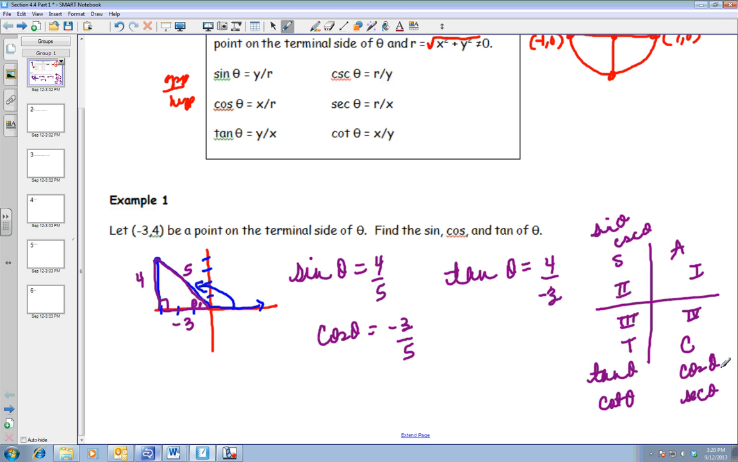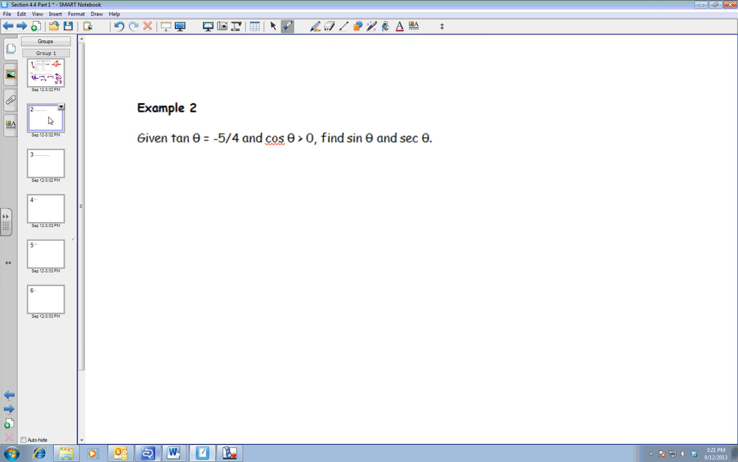Everything else is negative. So we are in the second quadrant over here. What should be positive? In the second quadrant, sine and cosecant should be positive. Everything else should be negative. So look at our answers. My sine is positive. Cosine and tangent are negative. So that follows that rule. Okay? All right, so let's look at example 2.